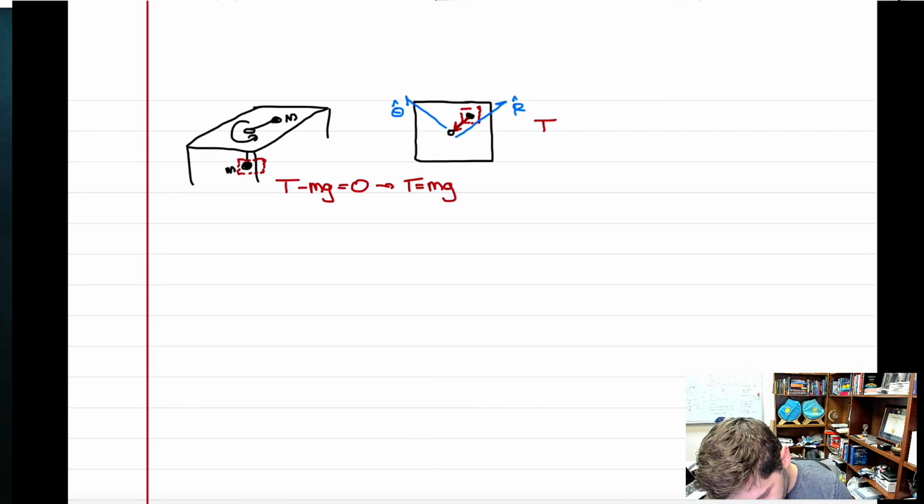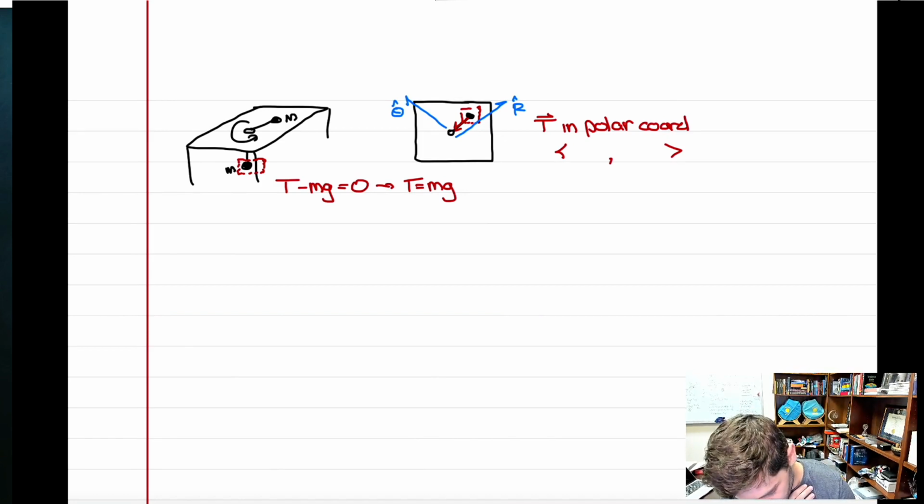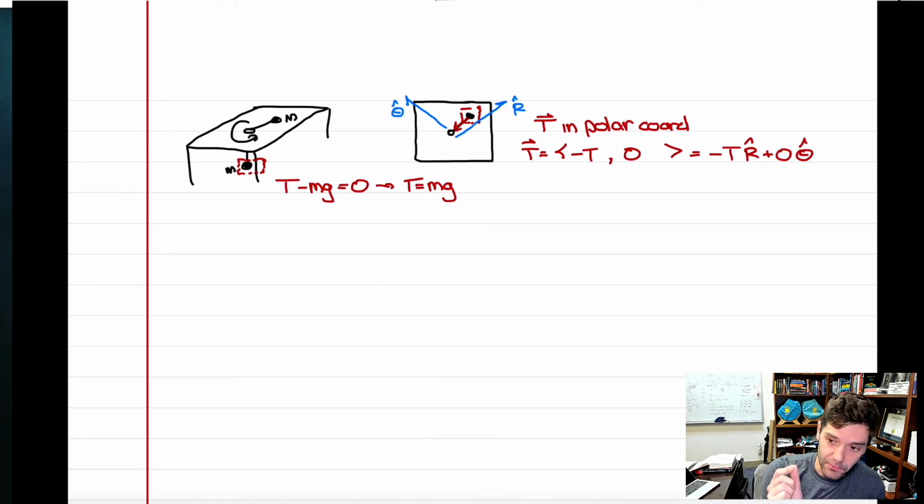So if I want to write down the tension in polar coordinates, then I need an r direction and a theta direction. In this case, I expect it to just be negative T in the radial direction, and then 0 in the theta direction. And again, so it's not confusing, this is negative T r hat is all that is saying, plus 0 in the theta direction. You have to know what coordinate system you're talking about before you start thinking about what these coordinates represent.